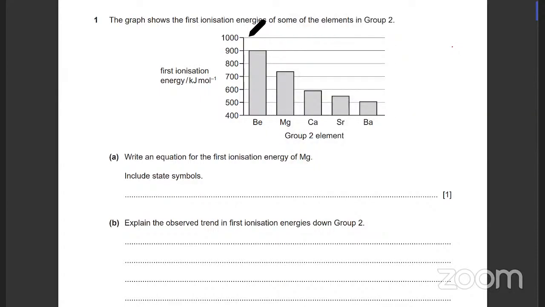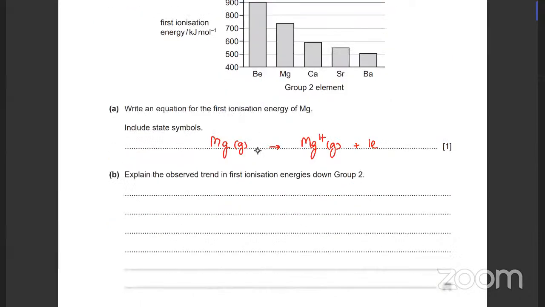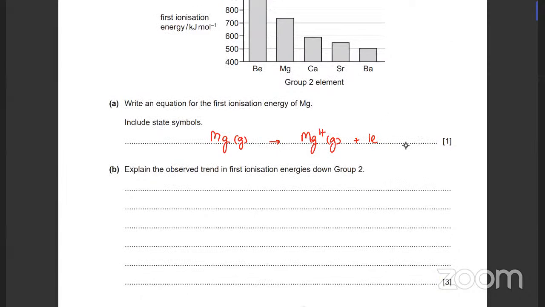So the first thing is you've got to write an equation for the first ionization energy of Mg, including state symbols. So you just have Mg losing electrons, and it should be gaseous. So it's going to form Mg+, and 1 electron is lost. And you can write it both ways. You can write it as Mg minus 1 electron, or you can put the plus 1 electron on the other side.